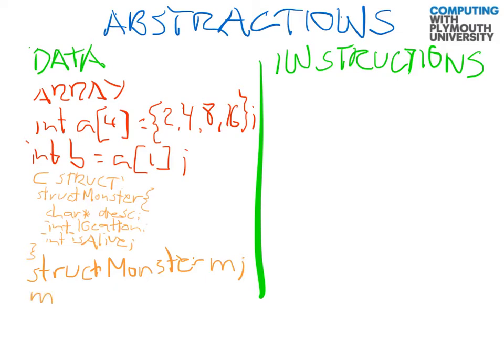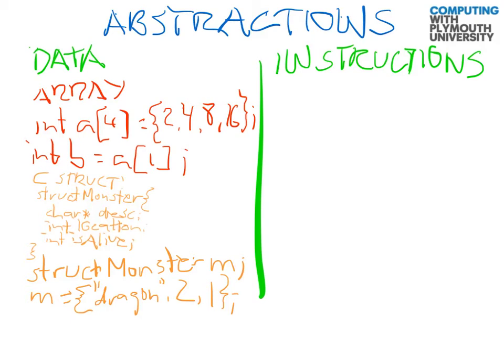So we can say m equals, and here we have the same notation as we had for the array, a curly bracket, but note now that we have different values for each of the fields. So the first one is a string, the second one is the location, which I'm going to set to 2, and for the boolean I'm going to indicate that it is alive by using 1 to indicate true. So that is creating and instantiating the values of a monster structure.